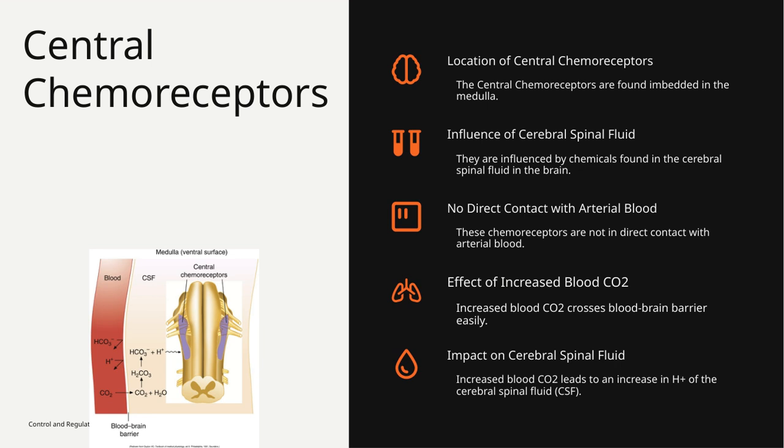The location of these central chemoreceptors is embedded within the medulla, a vital part of the brainstem. Their strategic position allows them to monitor the chemical changes in the CSF and, in turn, regulate ventilation to maintain proper cerebral blood flow and overall homeostasis. So, in essence, these chemoreceptors serve as a critical link between blood chemistry and respiratory control, ensuring that our brain receives an adequate blood supply and that the internal environment remains stable.